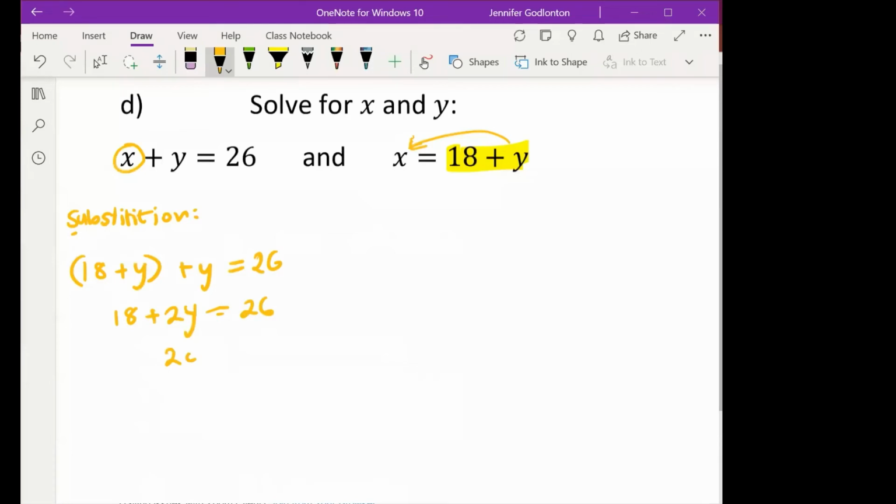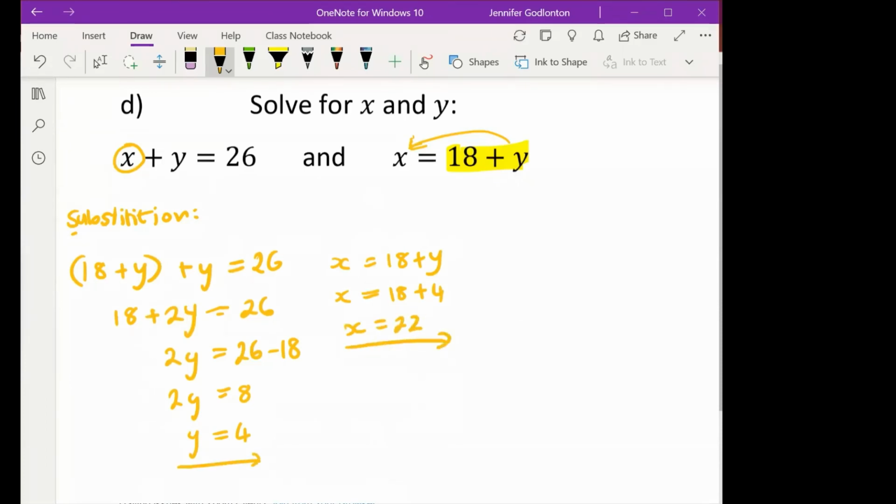So 2y is equal to 26 minus 18. And 26 minus 18 is going to give us 8, which means that y is equal to 4. Okay, then I can just substitute it back into that first equation. So x is equal to 18 plus y, which is equal to 18 plus 4, which means x is 22. So we've got x and we've got y, and that is substitution. If you are happy with substitution and you got your 4 and you got your 22, that is awesome. And you can give yourself a celebration, which is great.